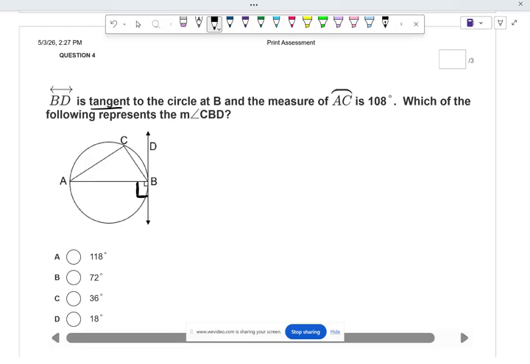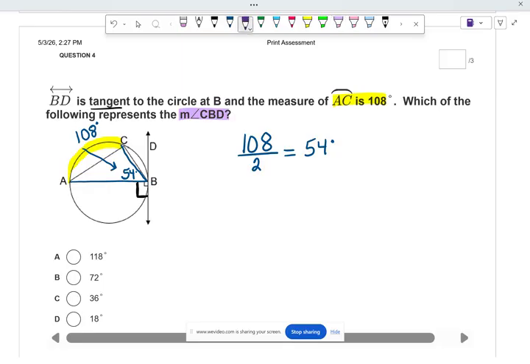Okay. Let's keep reading. The measure of arc AC is 108. From the A to the C is 108 degrees. All right. I'm going to inscribe that 108 to angle ABC. When you inscribe, you cut it in half. 108 cut in half is 54. All right, let's see. Maybe we're lucky and we have the answer they want. Let's keep reading. Which of the following represents the measure of angle CBD?